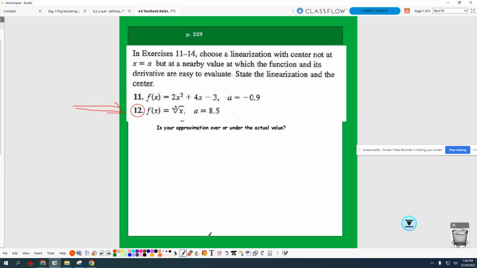Things that can be on the test tomorrow. What is in chapter 4? Everything on the chapter we just did, the document. Topics-wise, what topics are on the test? Related rates. Linearization. Related rates.